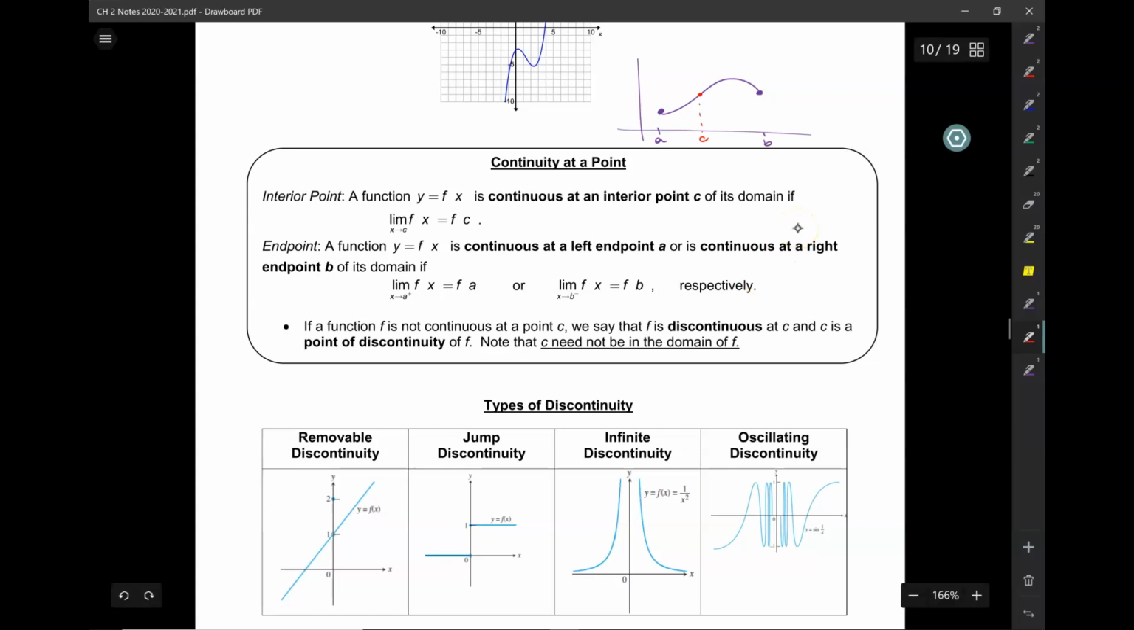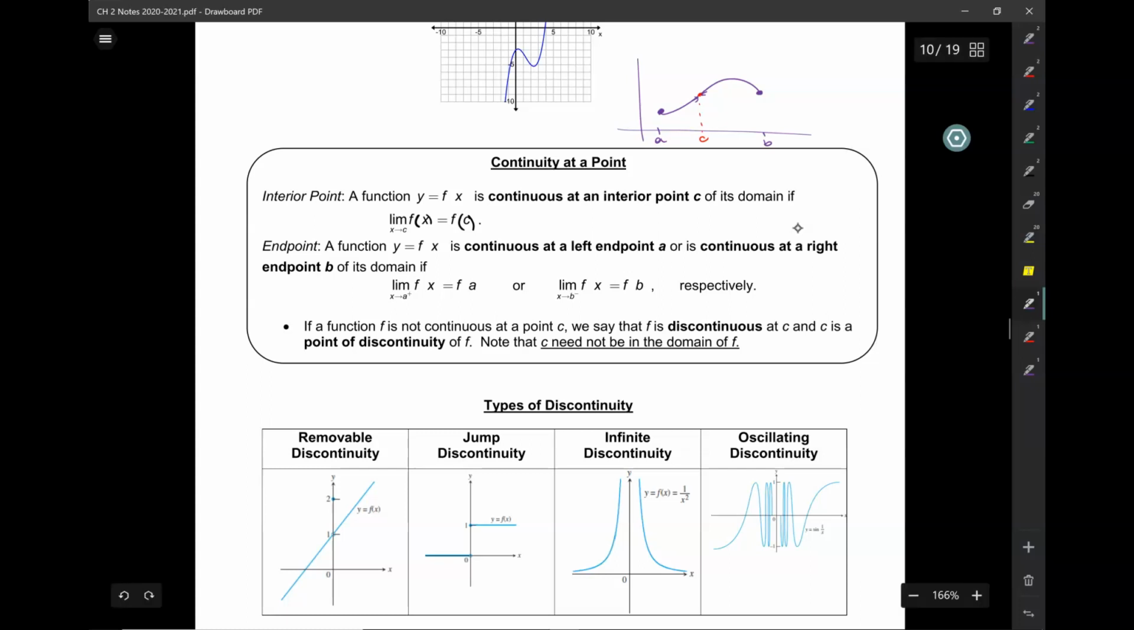And in that case, we say a function is continuous if the limit of f of x as x approaches c is the same as f of c. So just like in this case, the limit is this y value here, and f of c is that same y value. So that's the interior. For that, for the limit, we looked at the left-hand limit and the right-hand limit.